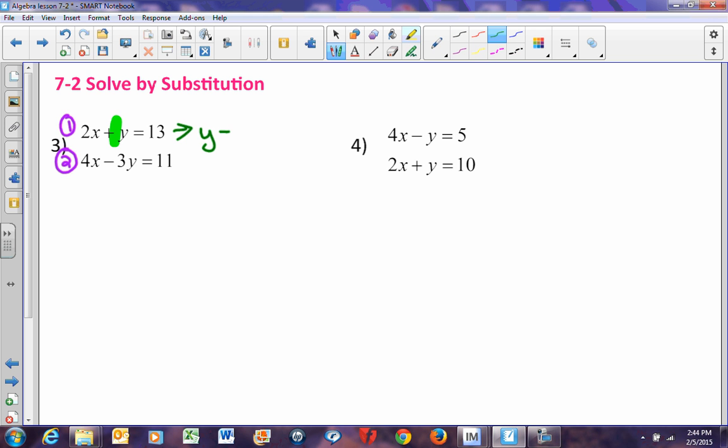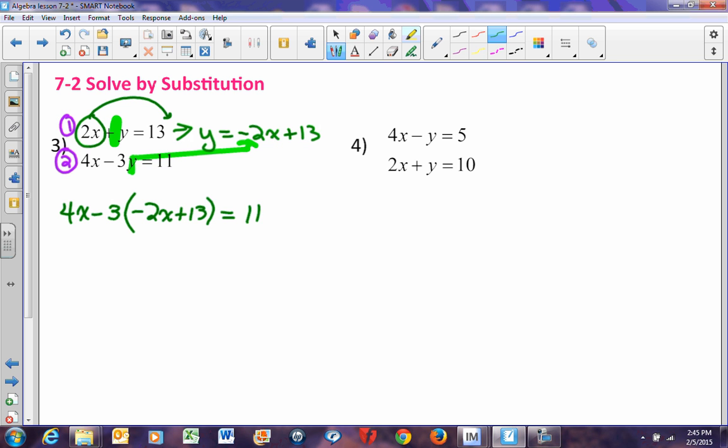So y would equal negative 2x plus 13. I just moved the 2x to the other side by subtraction. Now in equation 2, every time I see a y, I'm going to plug in negative 2x plus 13. So here we have equation number 2. I have 4 times x minus 3 times y, but y is negative 2x plus 13, and that is going to equal 11. Now here's where you have to be very careful, especially with your negative signs.